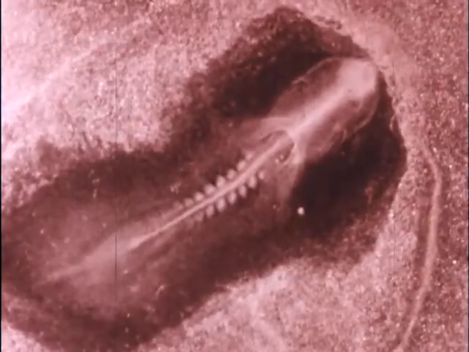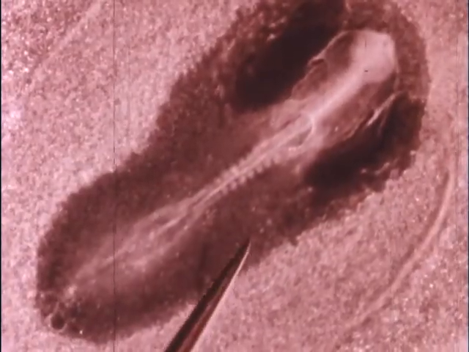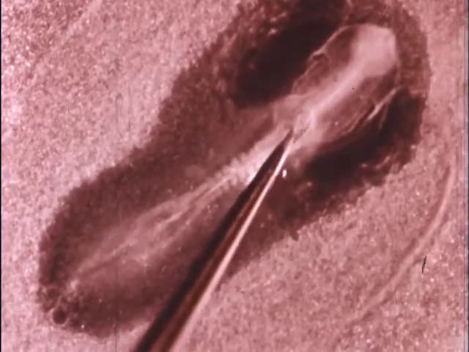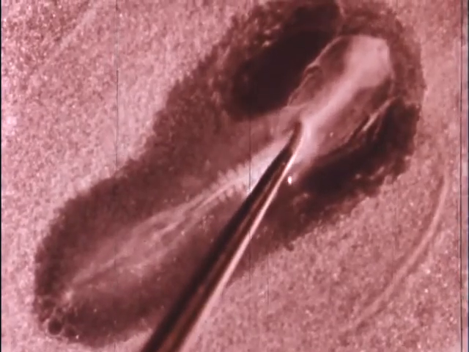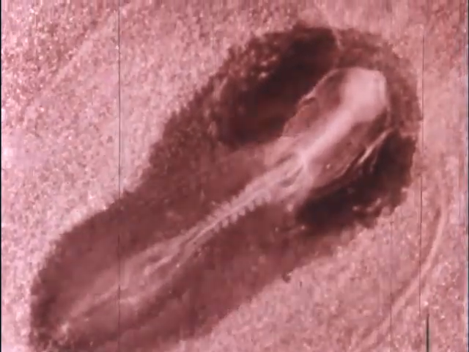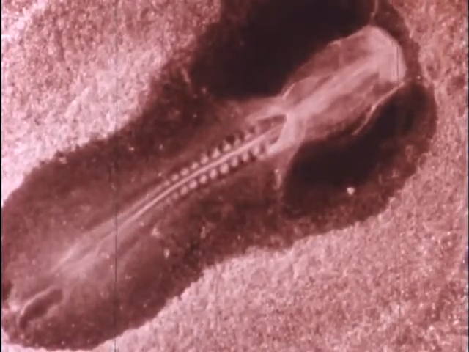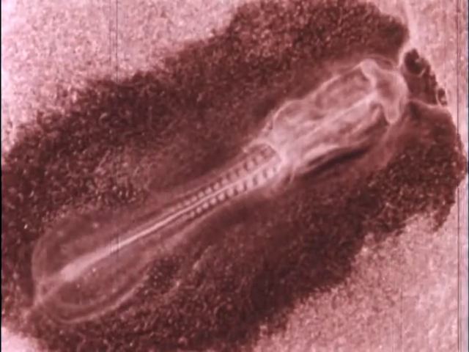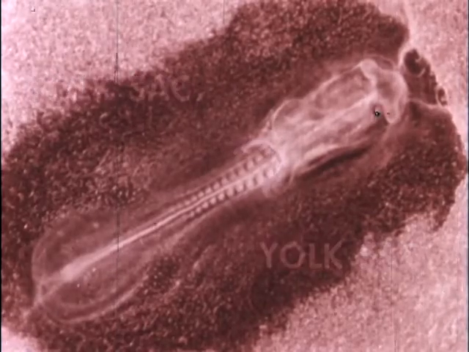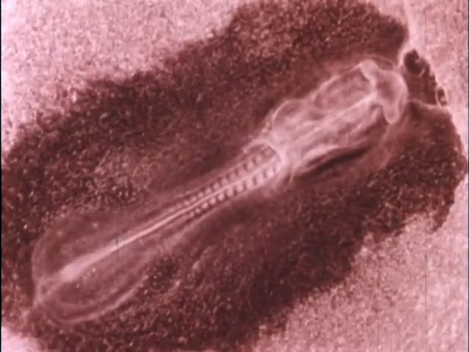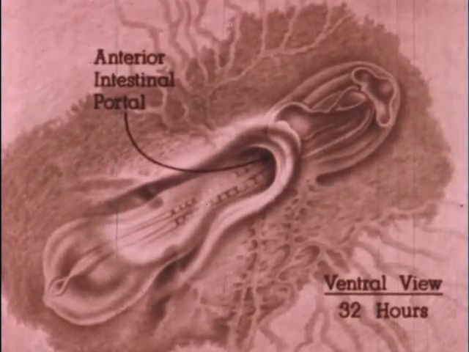The anterior intestinal portal and the foregut progress rearward and are clearly indicated by the insertion of a probe through the anterior intestinal portal into the foregut. The foregut continues to lengthen. The gut can now be distinguished from the yolk sac. This drawing shows more clearly the distinction between gut and yolk sac.